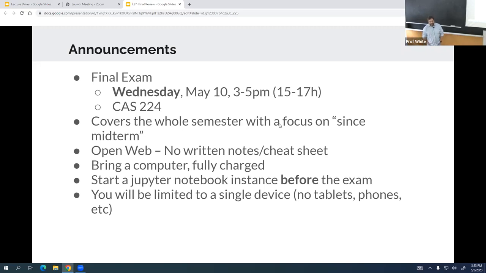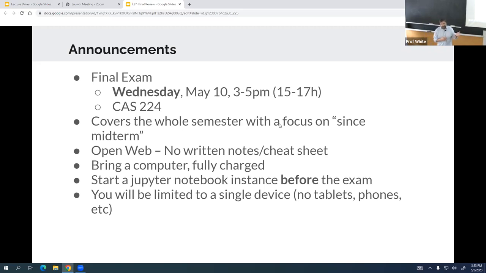So that's the first thing. But the other big thing too is that you won't have two references. You'll just have your computer, you know, switch tabs, do whatever. But if you like to use a tablet combined with a laptop or something like that, that's not going to work out for this exam. Make sure you bring your computer that is fully charged.